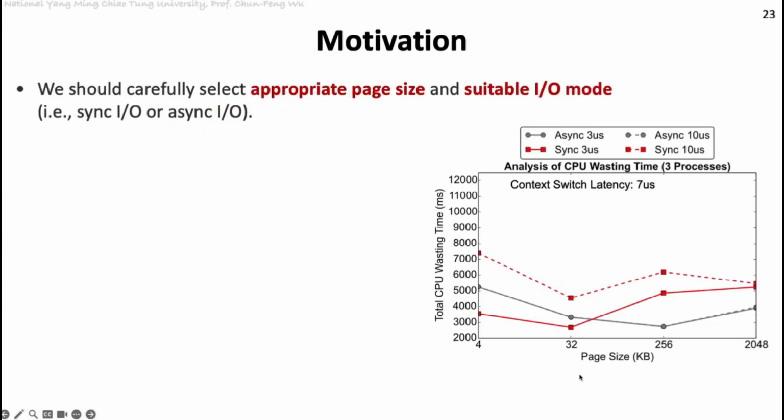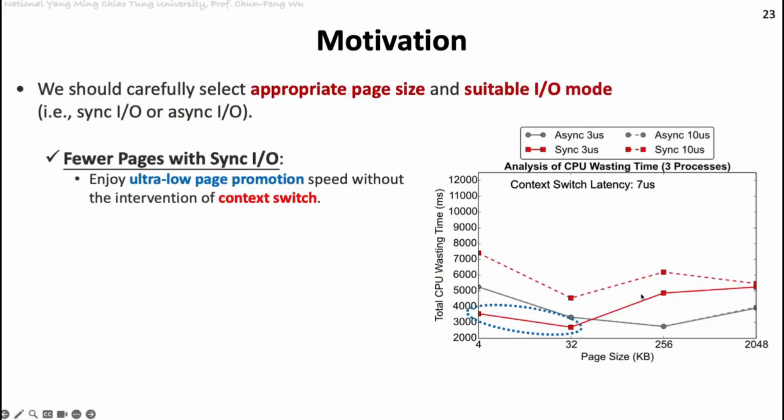Okay, so based on those experiments, we can have some takeaways here. First of all, if your system is using the smaller page size, 4 kilobyte or a little bit larger than 4 kilobyte, then we should enjoy the ultra low page promotion speed without the intervention of context switch. We don't need a context switch, we just busy wait there.